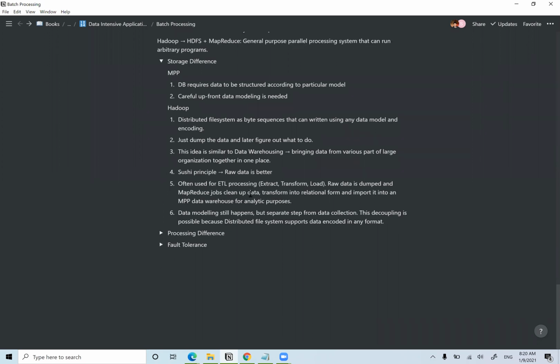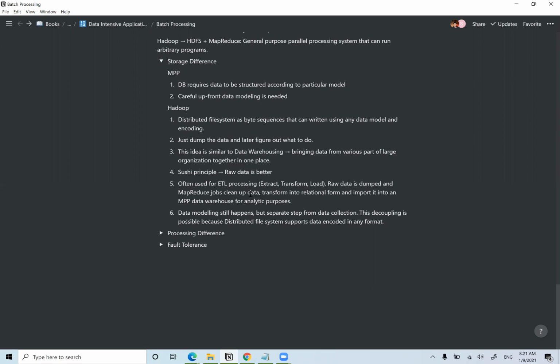And then there is another term, ETL processing, right? Extract, transform, load. So these batch Hadoop kind of data systems are also used for ETL processing, where raw data is dumped, right? You extract the data from your raw data, which is stored in the distributed file system. Then you transform it.